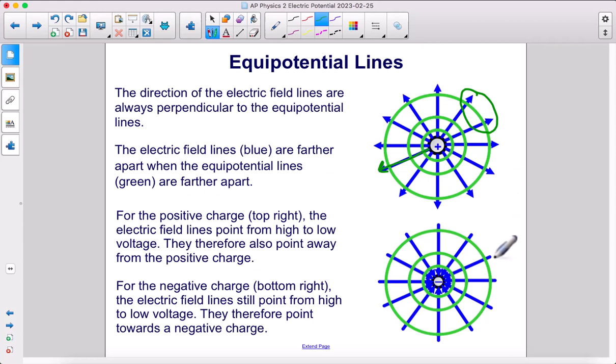For the negative charge, shown here, the electric field lines still point from high to low voltage. They therefore point towards a negative charge. So these still point downhill. Remember, a negative charge is going to create a valley in voltage. So these lines are still pointing downhill.